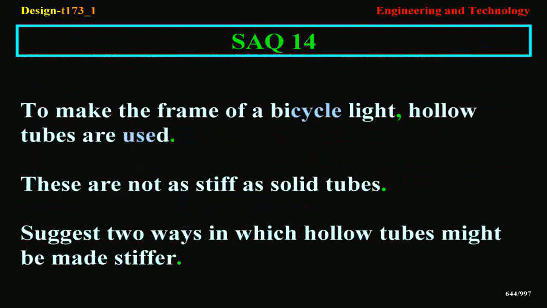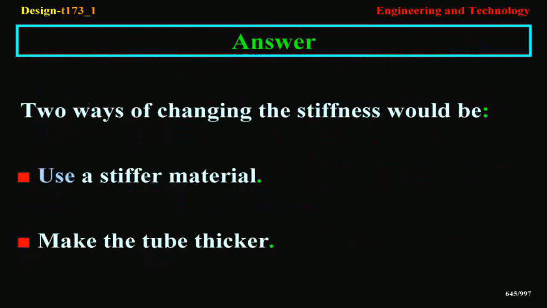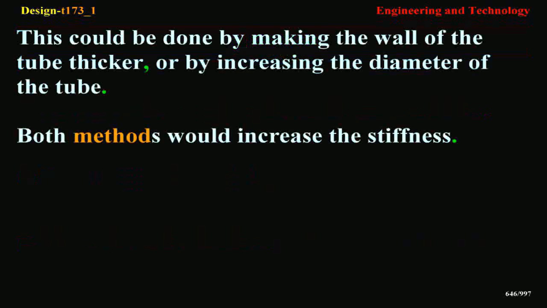SAQ 14. To make the frame of a bicycle light, hollow tubes are used. These are not as stiff as solid tubes. Suggest 2 ways in which hollow tubes might be made stiffer. Answer. 2 ways of changing the stiffness would be: use a stiffer material. Make the tube thicker. This could be done by making the wall of the tube thicker, or by increasing the diameter of the tube. Both methods would increase the stiffness.